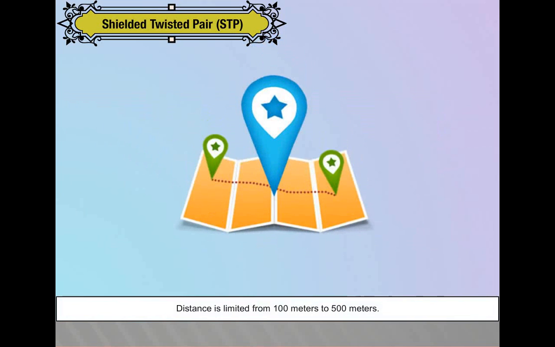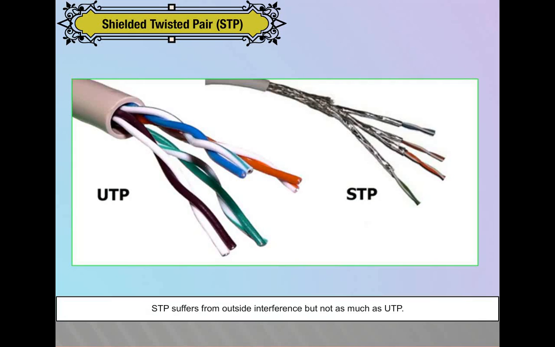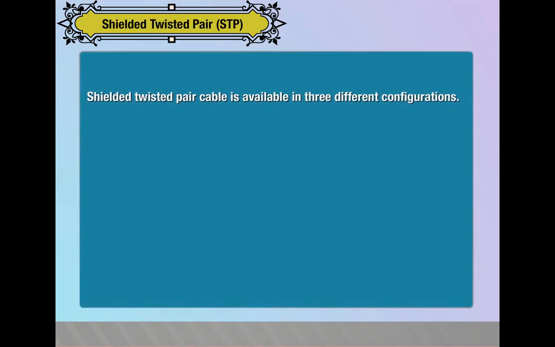Distance is limited from 100 meters to 500 meters. STP suffers from outside interference but not as much as UTP. Shielded Twisted Pair cable is available in 3 different configurations.